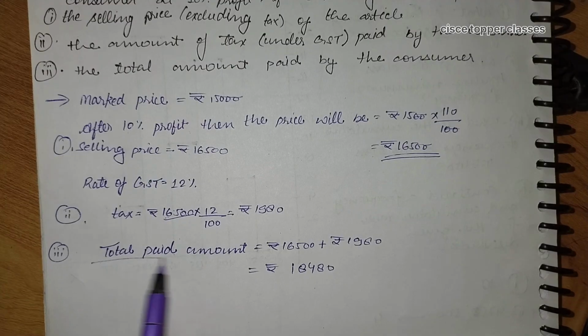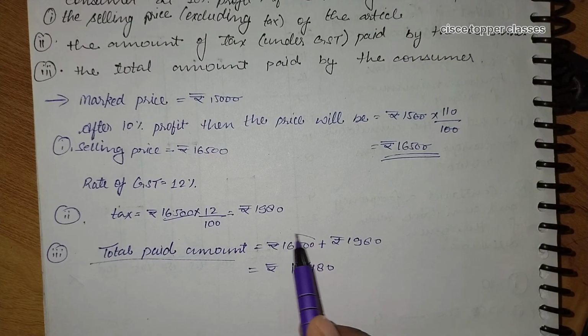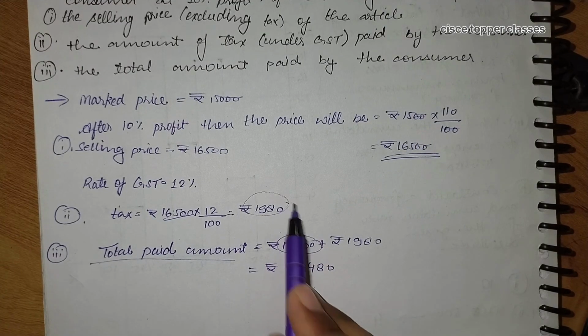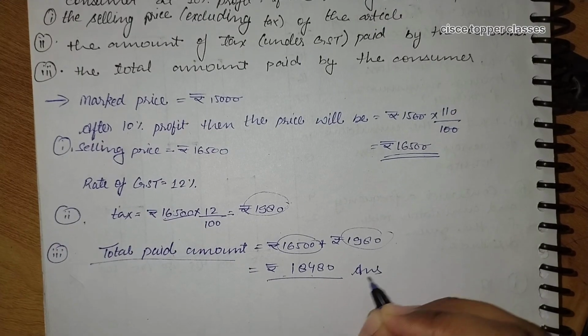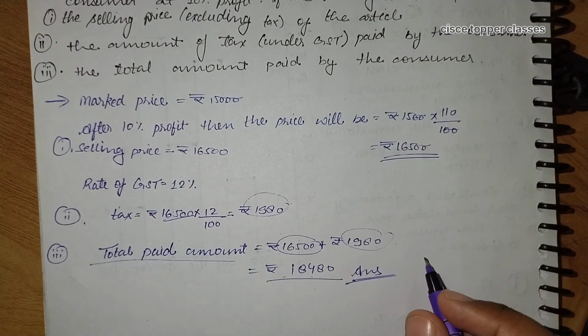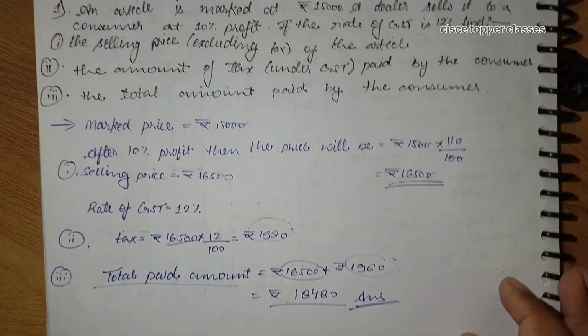Now the third, we have to find the total amount paid. So the total amount will be the selling price plus the total tax. So this will be 18,480, the final answer here in this question. So this is the answer of the asked question here.